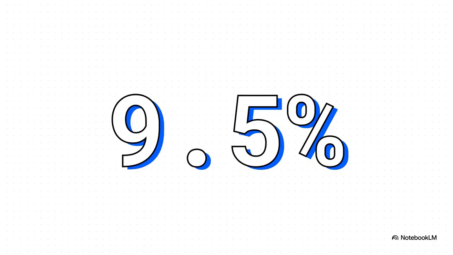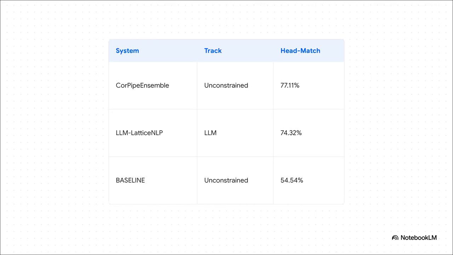And honestly, if you look at the unconstrained track, the victory is even more dramatic. CorPipe 26 achieved a massive 9.5 percentage point lead over all the other submissions. I mean, we're not just talking about a minor incremental improvement here. This is a complete domination of the shared task. And this brilliantly illustrates exactly what we're talking about. The official CRAC 2026 shared task results on the mini test set really show this domination.